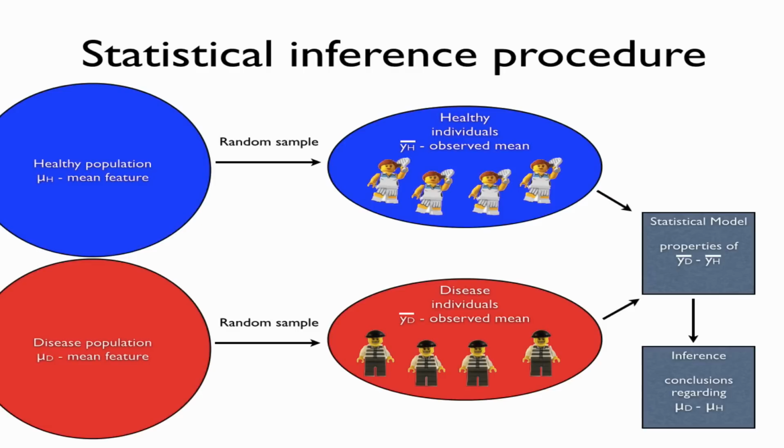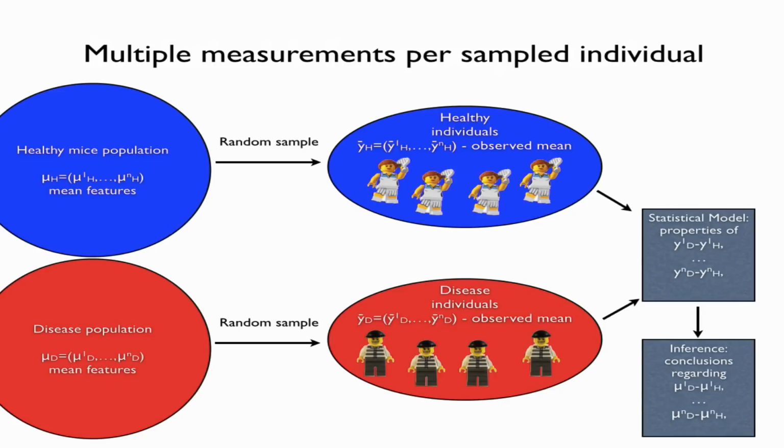Okay, so what if it's more than one single trait that we want to study? What if there's a set of n different traits that are occurring here, and would this make any difference to our procedure?